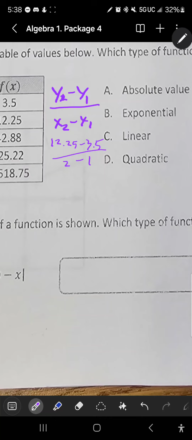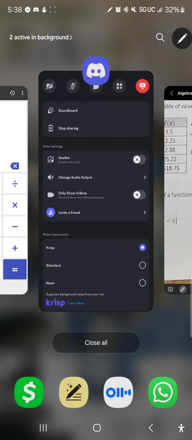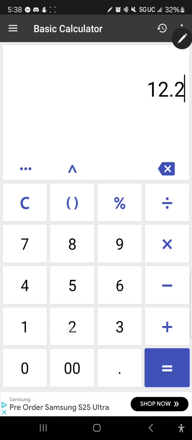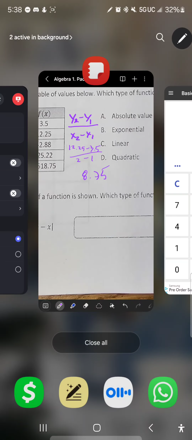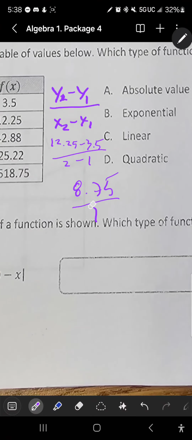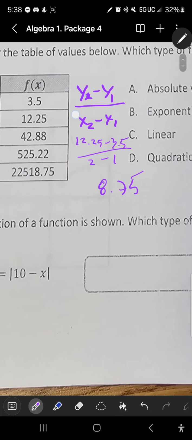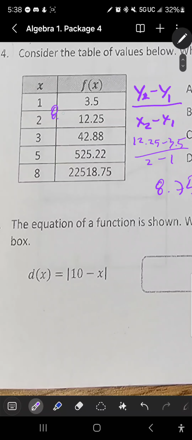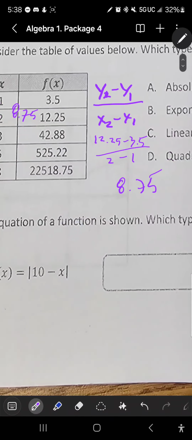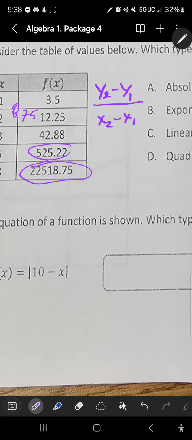12.25 minus 3.5, that's 8.75. Okay, let me check. Yep. And over 1, so it's just 8.75. That's our first slope, 8.75.